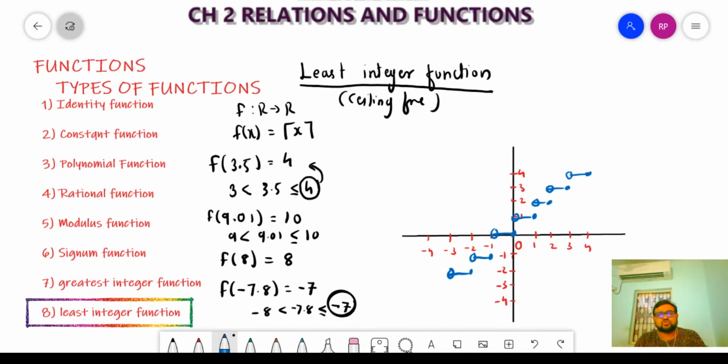Okay, students. So today we studied what is a function and different types of function. We have studied 8 different types of function. Right. So that's it for today.